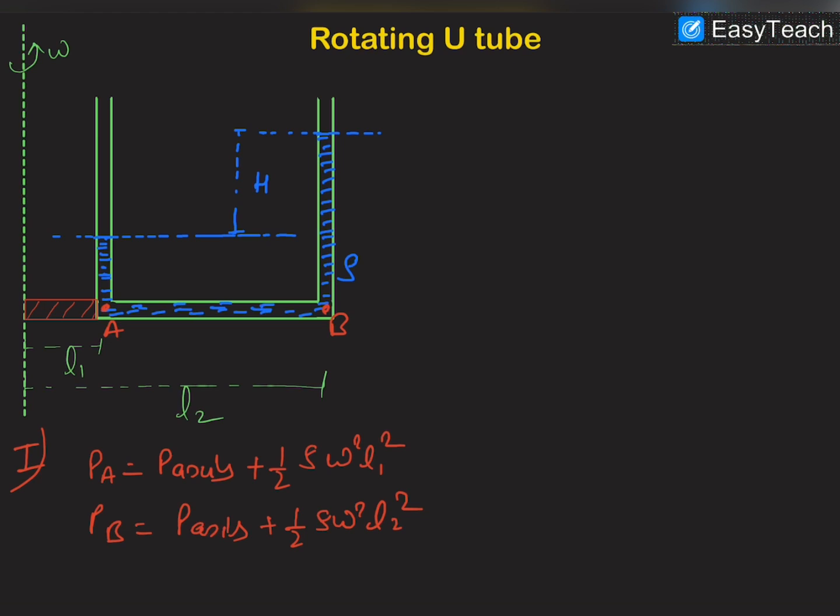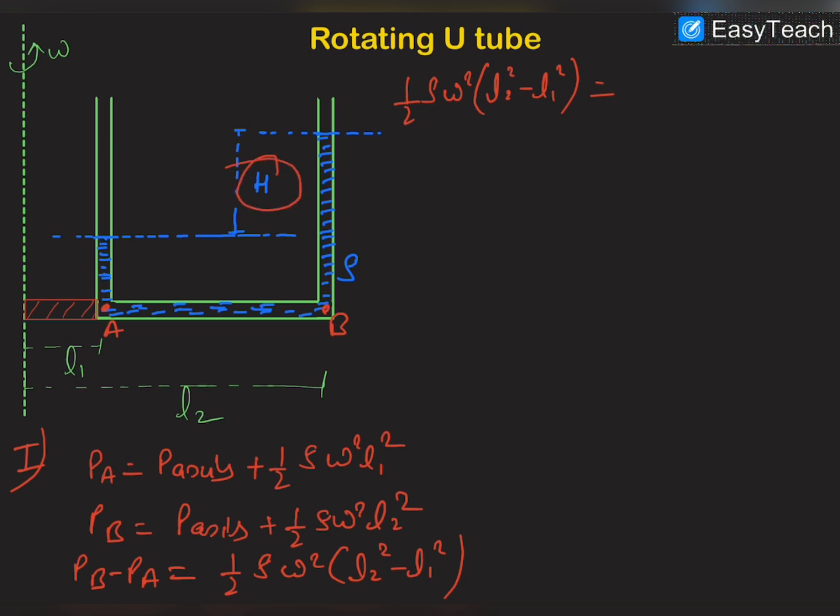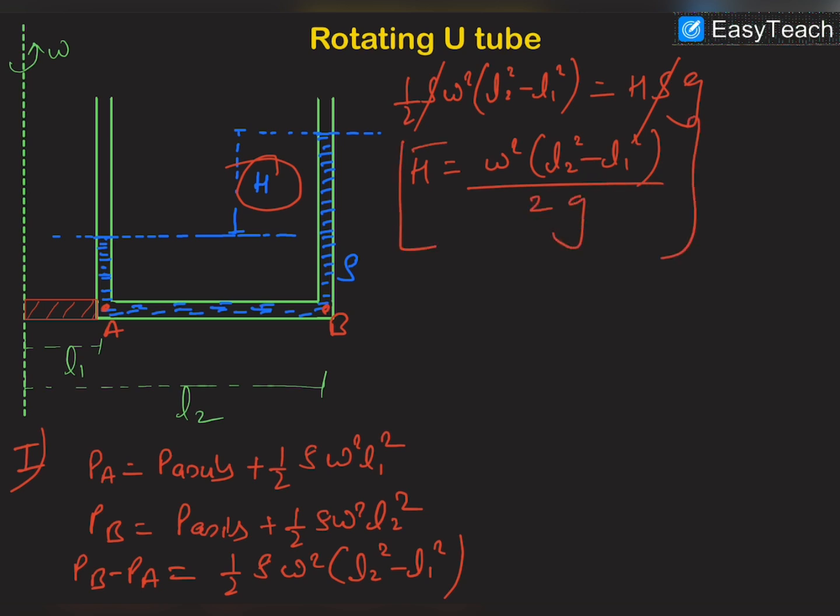So PB minus PA will be equal to half rho into omega square into L2 square minus L1 square, and half rho into omega square into L2 square minus L1 square will be equal to H rho g, because the difference of liquid levels between the two arms is H, and the pressure difference will be H rho g. So cancelling rho with rho, H will be equal to omega square into L2 square minus L1 square divided by 2g. This is the value of H.